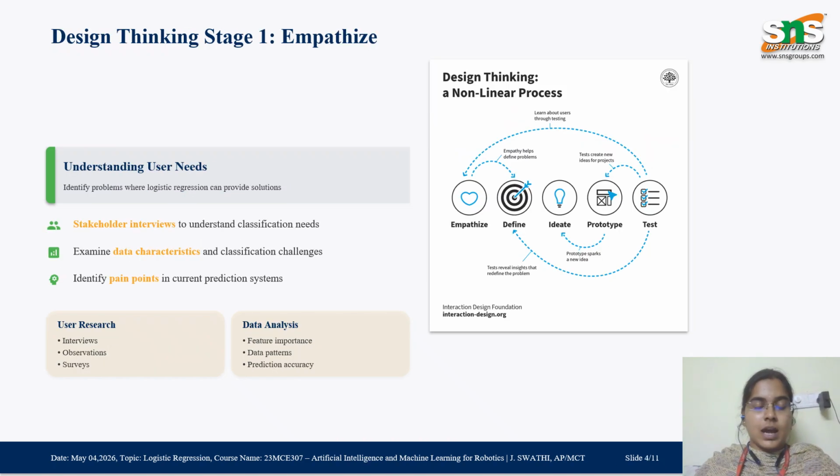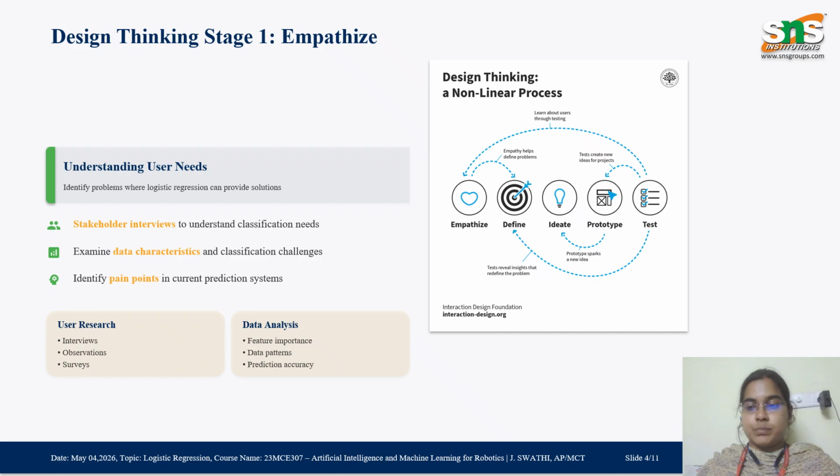Next, coming to understanding the user needs, why we want to go for logistic regression: stakeholder interviews. We have to understand the classification needs, examine the data characteristics, and identify the pain points in the current prediction level. So we can use interviews, observations, surveys, and data analysis.